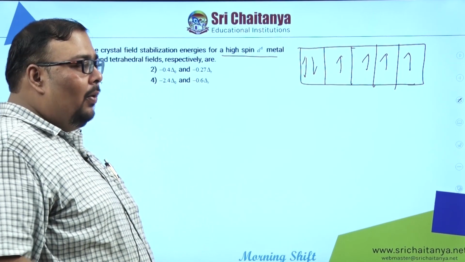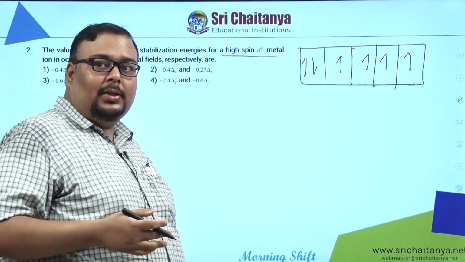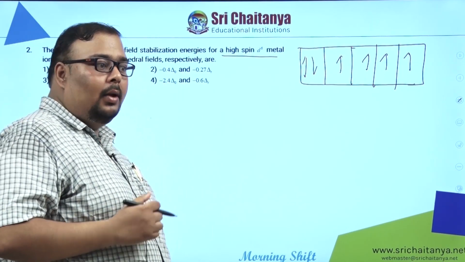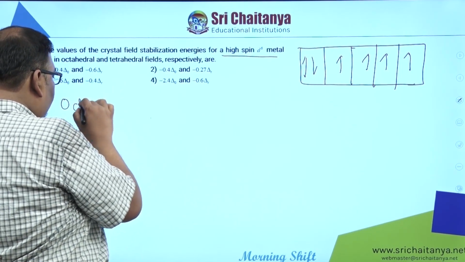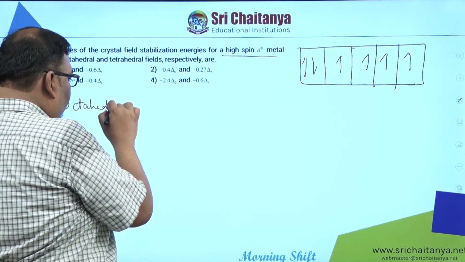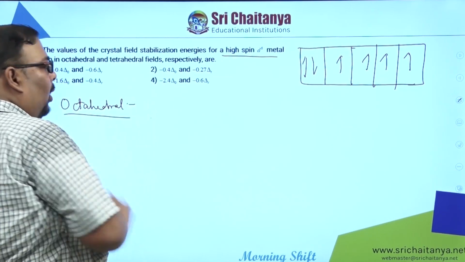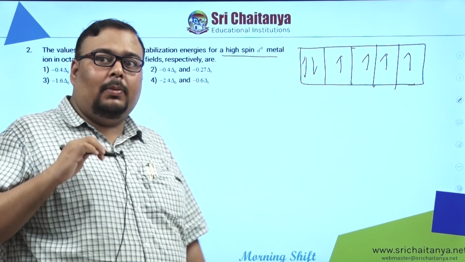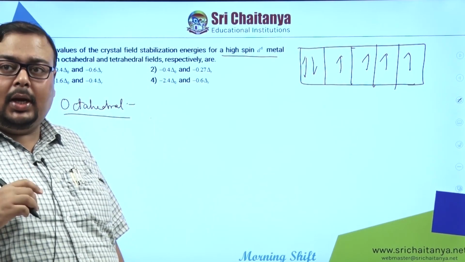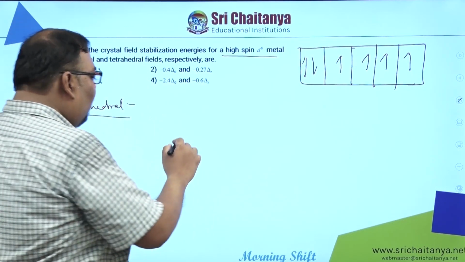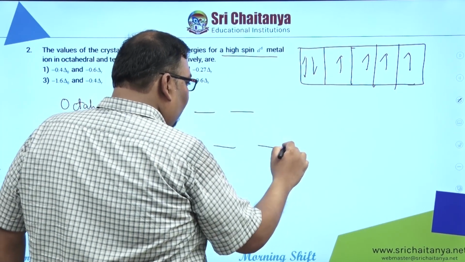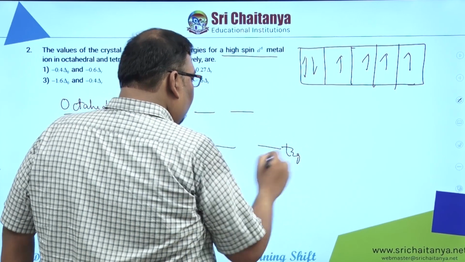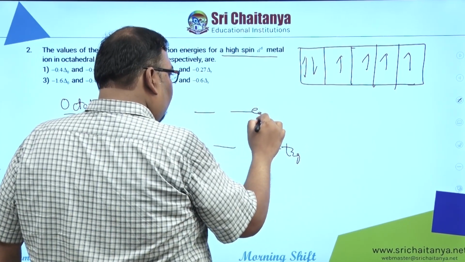Now, we know that when you are talking about CFSE, there will be splitting of d orbitals. If you are talking about octahedral, in octahedral the d orbitals will be splitting into Eg and T2g levels, with T2g lower, so it will be something like this. And this will be Eg.